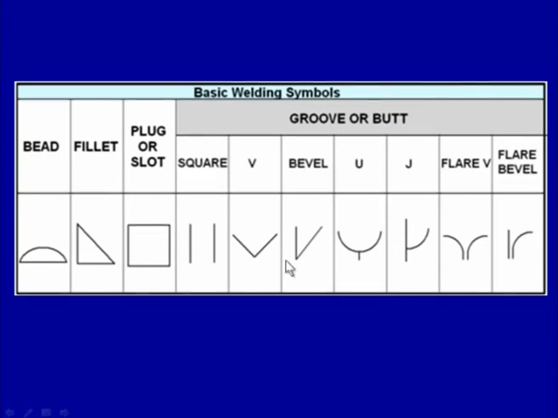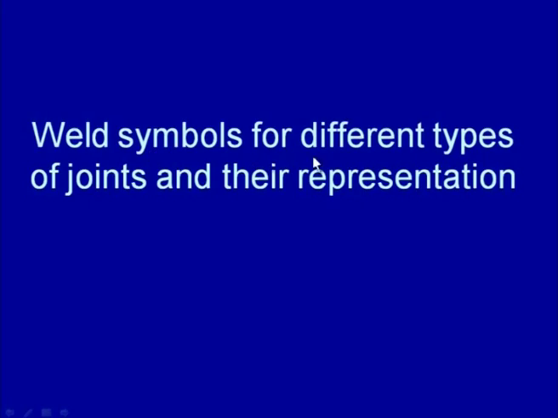So, these symbols are basically used in combination in the welding symbols. These are the weld symbols which are used to show what type of weld and groove is to be made for developing the weld joint. Now, in this section we will try to see and present the different weld symbols for developing the different types of joints along with their presentations.